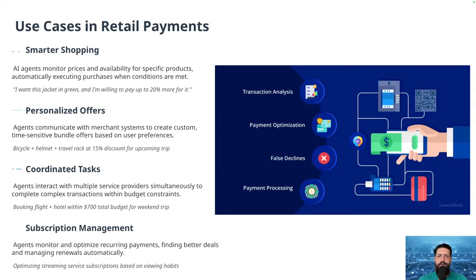Imagine that you want a specific item, like a winter jacket in a particular color, but it's currently out of stock. With AP2, you can instruct your AI agent to monitor prices and availability and automatically make the purchase the moment it becomes available, even if the price is slightly higher. For retailers, this is a game changer because it allows them to capture high intent sales that would have otherwise been lost.